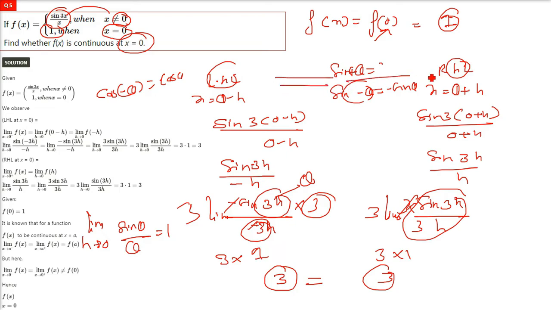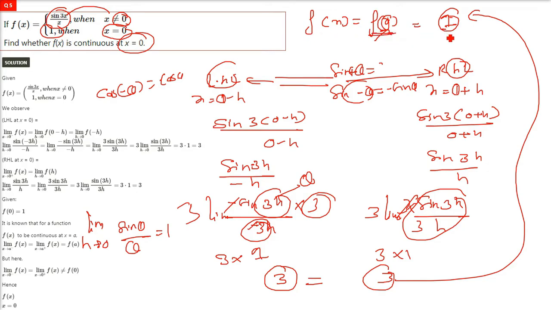But the value at x equals 0 is 1. It is not equal to 3. That is why we can say that this function is discontinuous at x equals 0. Okay? They both are 3, but the value of the function at x equals 0 is 1.